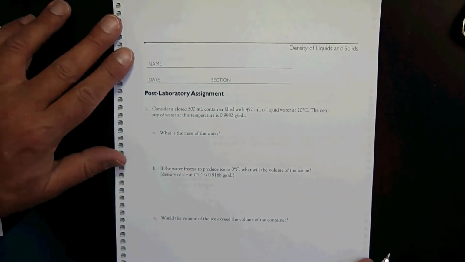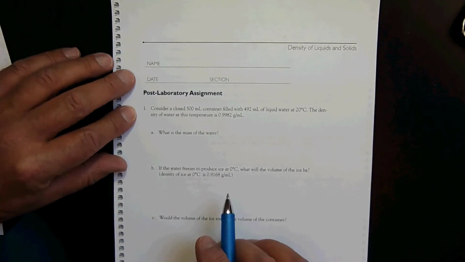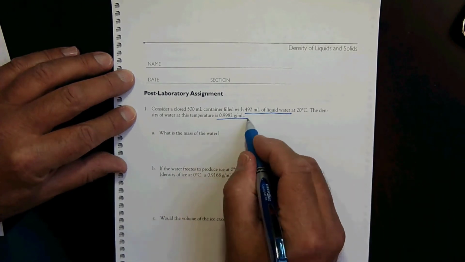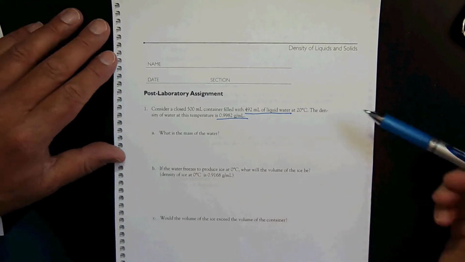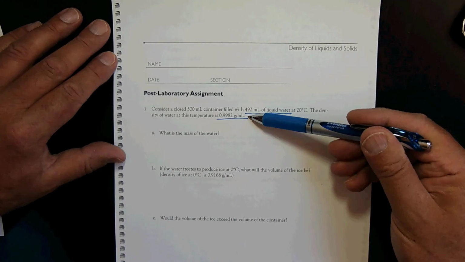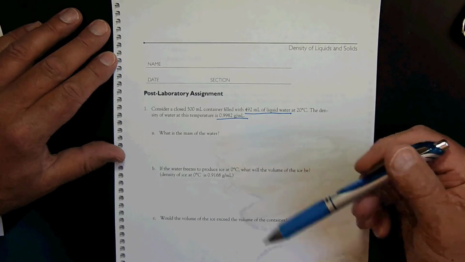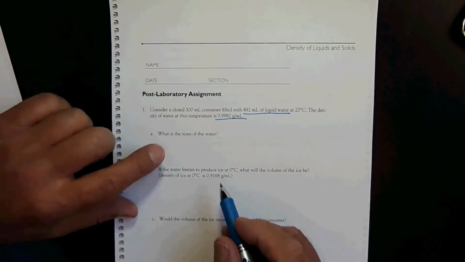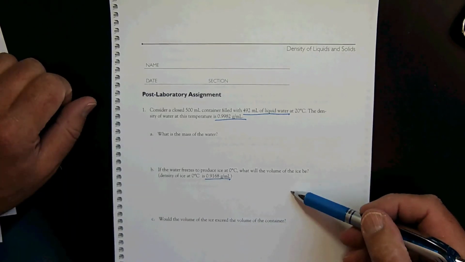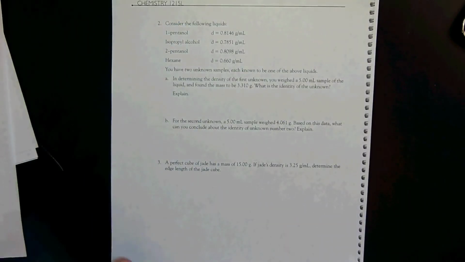The rest of this, the post-lab, is pretty straightforward stuff. This first problem here, they're telling you you have this many milliliters of liquid water. It gives you the density of that liquid water. Hey, you've got the volume, you've got the density, you're going to solve for the mass. And then in the next part, you'll take that mass, you'll have this mass with this density, you're going to solve for the volume.